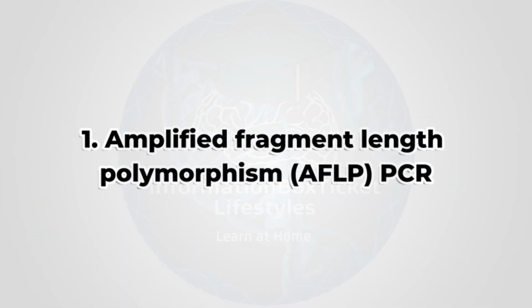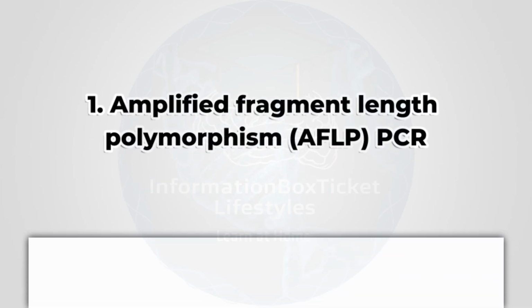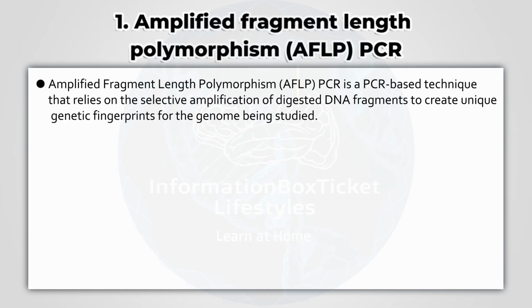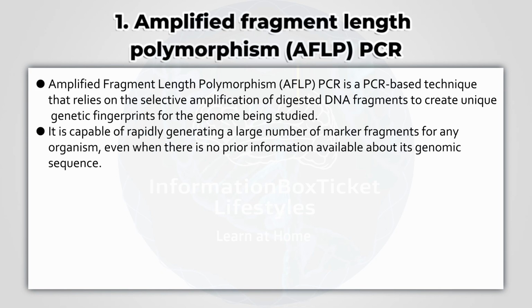1. Amplified fragment length polymorphism, AFLP PCR. Amplified fragment length polymorphism, AFLP PCR is a PCR-based technique that relies on the selective amplification of digested DNA fragments to create unique genetic fingerprints for the genome being studied. It is capable of rapidly generating a large number of marker fragments for any organism, even when there is no prior information available about its genomic sequence.